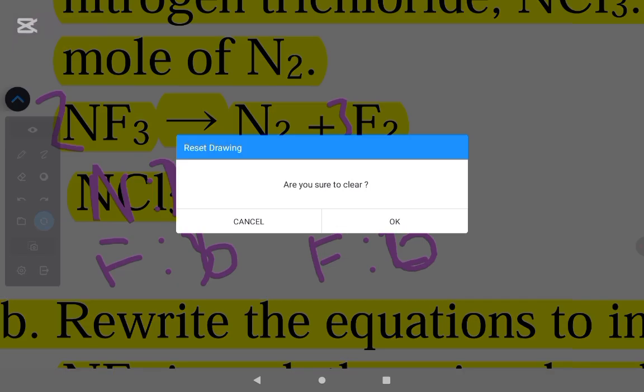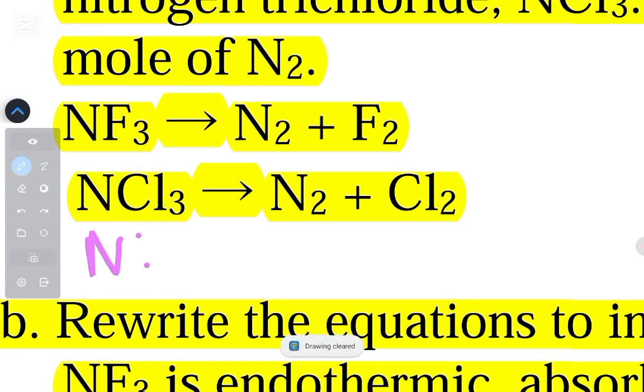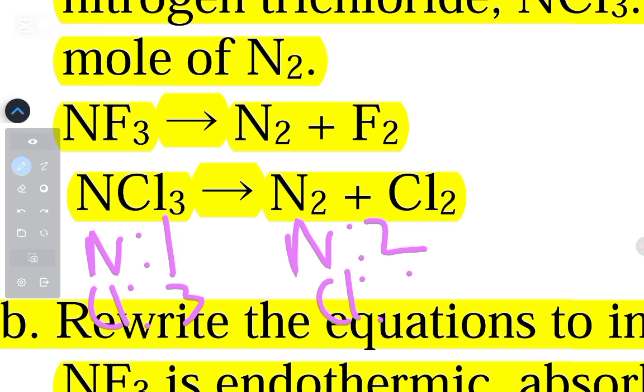And then N1Cl3 gives N2Cl2. Over here we need to balance again, so 2N will make it 2 over here, both sides 2, and that will make Cl6. And then we put 3 next to the Cl2 on this side, that'll be 6 over here. So they're all balanced again. 2NCl3 is equal to N2 plus 3Cl2.